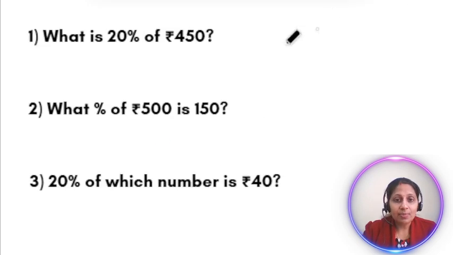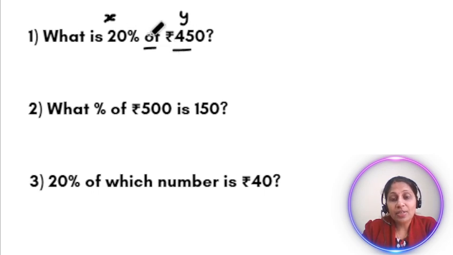Say the first question is, what is 20% of 450? They are asking, what is 20% of this number? So the percent is given and your Y is also given. Always remember, the Y will be following your "of". So X% of Y. X and Y are given, and you are asked to find the Z.